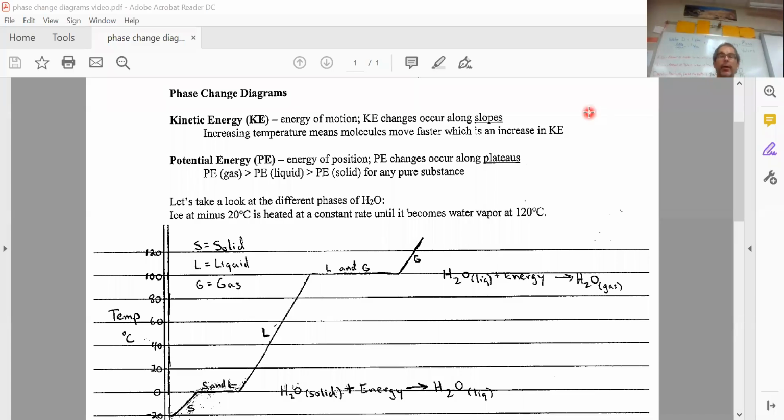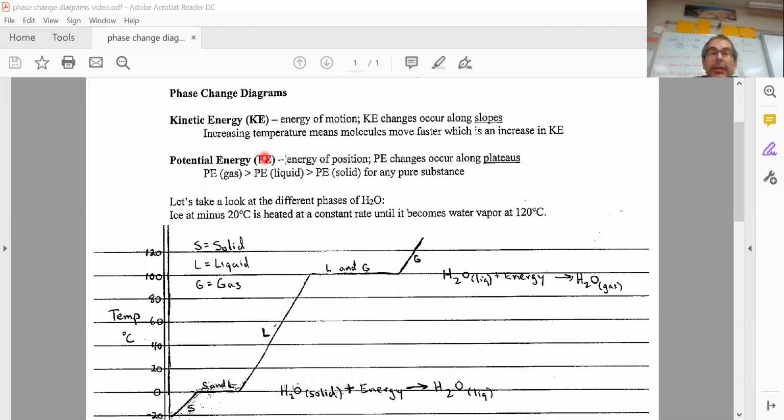Hi, I'm Mr. Meyer, and this video is on phase change diagrams. There's two terms I'd like to introduce. One is kinetic energy, or KE, and that is the energy of motion. So my lips moving as I talk, a person skiing down a hill, water flowing over a waterfall. Those would all be examples of kinetic energy, energy of motion.